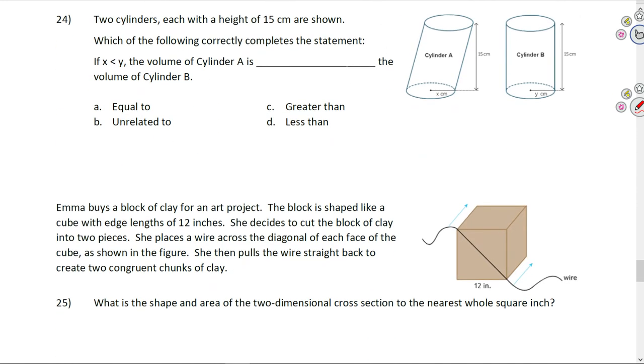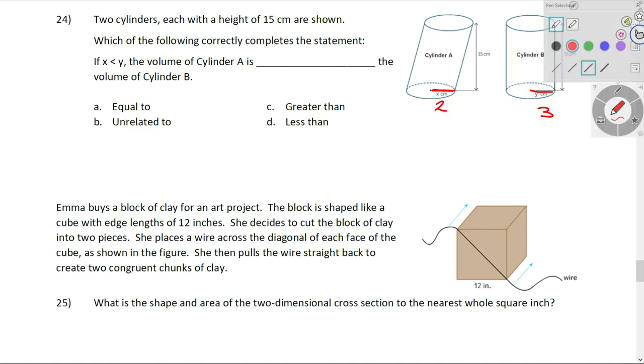24, two cylinders, each with a height of 15 centimeters, are shown. Which of the following correctly completes the statement? If x is less than y, so if this length here is less than y, so let's just put some numbers in here. If this is 2 and this is 3, for example, okay? Then the volume of cylinder A, how does that compare to the volume of cylinder B?